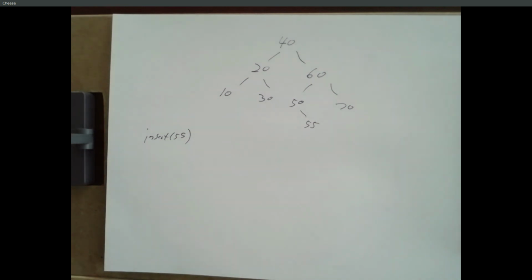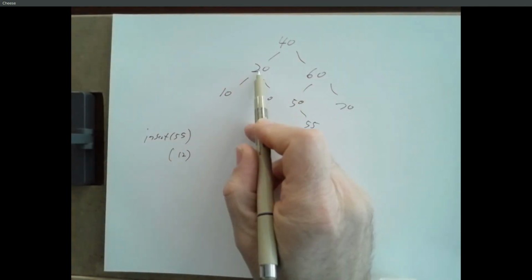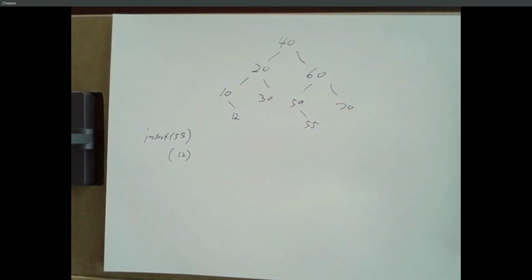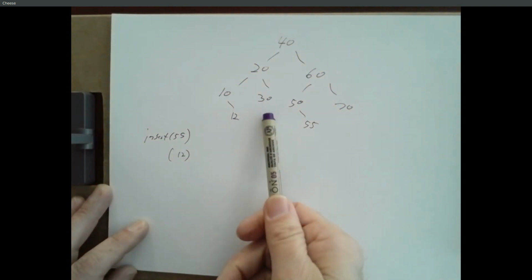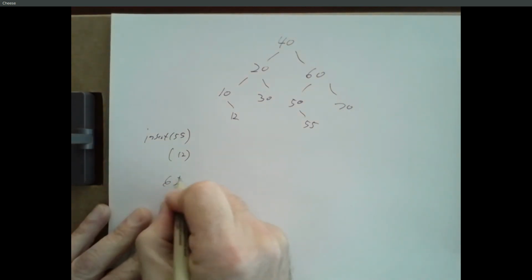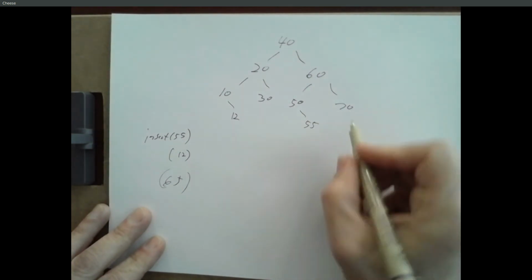All right, give me another number. 12. So smaller than 40, smaller than 20, bigger than 10, nothing there. There's our 12. So for insert, we just start at the root, we move down, going either left or right based on whether the number is smaller or bigger than the current node, until we get to a spot where there's an empty space, a null where we can put our number. That's where we put our number. Try 65. All right, go to the right, go to the right, go to the left, nothing on the left, 65.